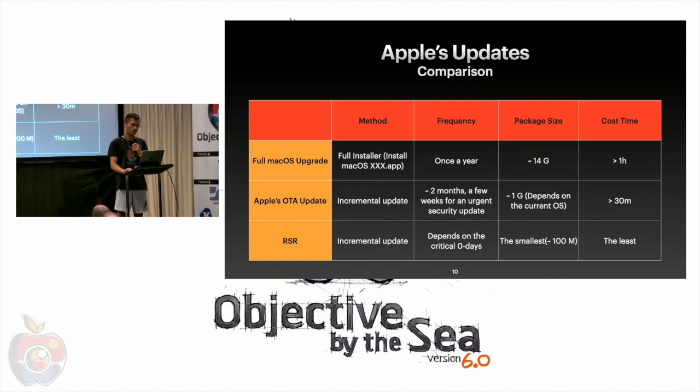This is the simple comparison of the 3 upgrade methods. A full macOS upgrade is the complete installation and therefore takes more time. It is usually performed once a year, and the size of the full installer is about 14 gigabytes. An OTA update is an incremental update and is therefore faster and smaller. It is used for minor version updates, usually every 2 months. RSR is also an incremental update, is the smallest in size and is the least time-consuming method.